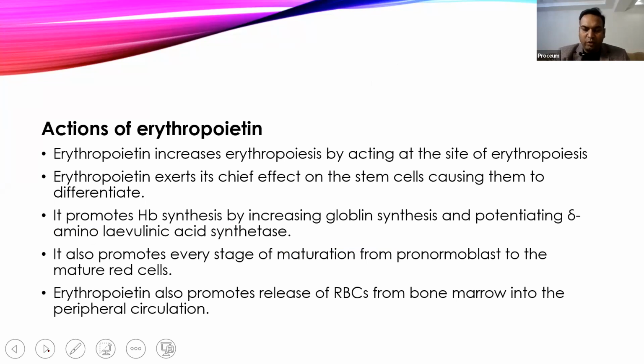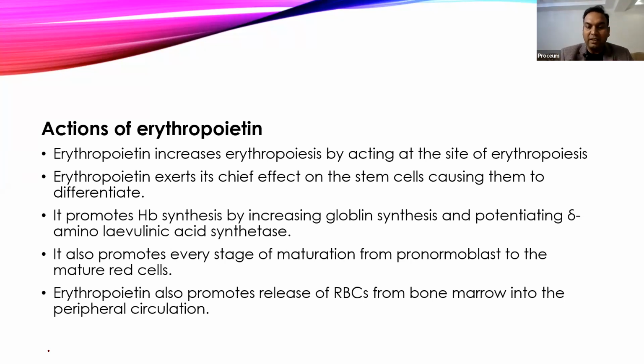Then how does erythropoietin help in erythropoiesis? Erythropoietin acts on each and every site of erythropoiesis. Throughout, it exerts effects on a stem cell and differentiates it into erythroid progenitor cells. Once the progenitor cell is differentiated, it increases the synthesis of RBC and also increases the synthesis of gamma aminolevulinic acid synthetase, and that causes more and more synthesis of the globin inside the RBC. It also promotes the maturation of the erythrocytes into mature red cells.